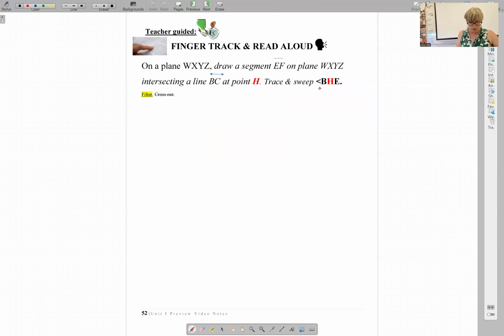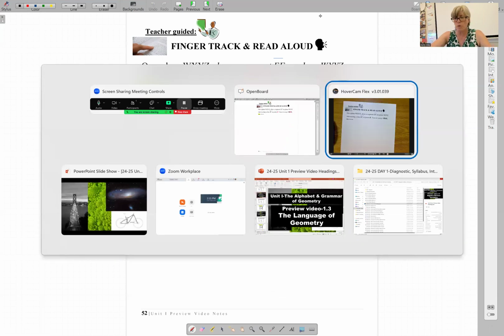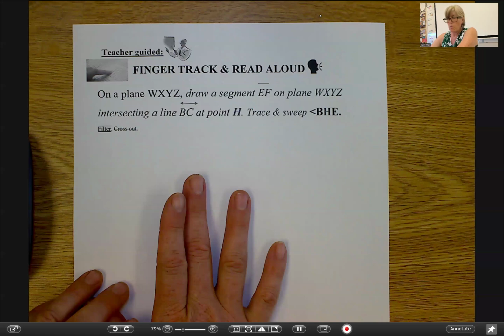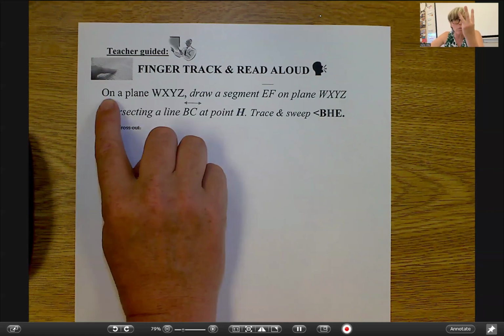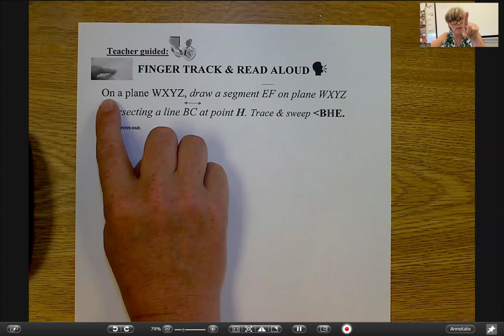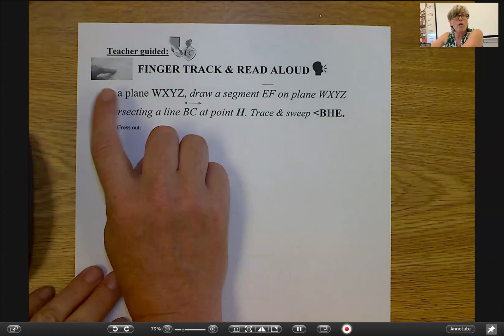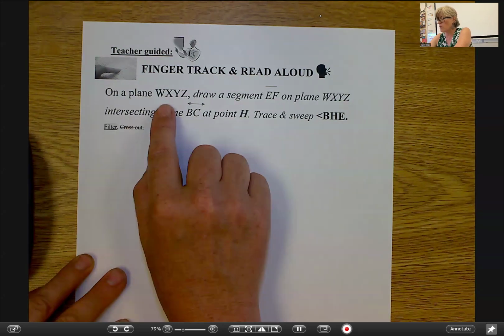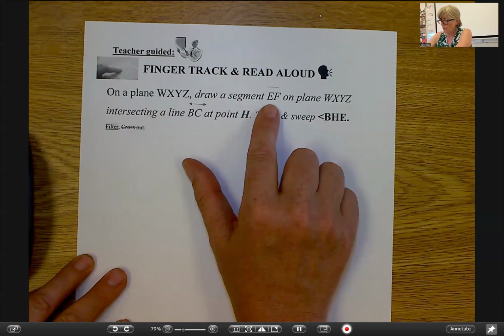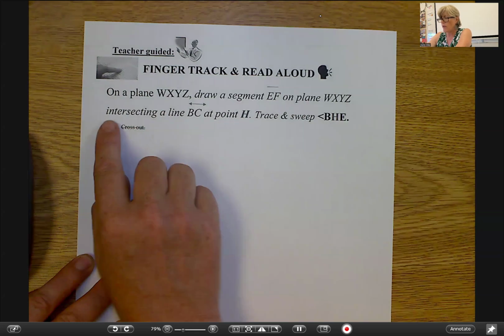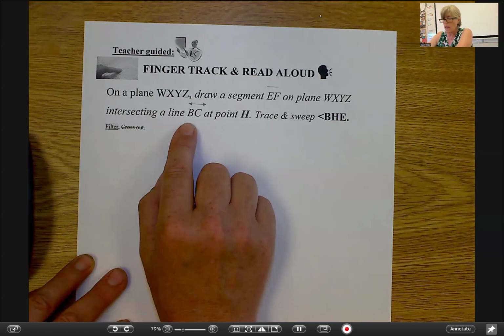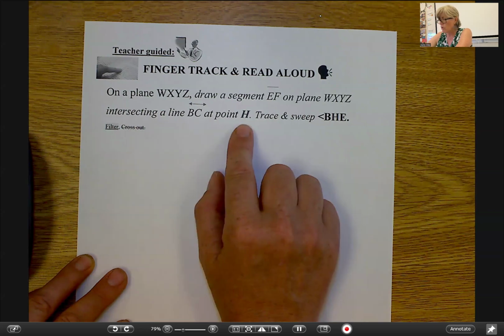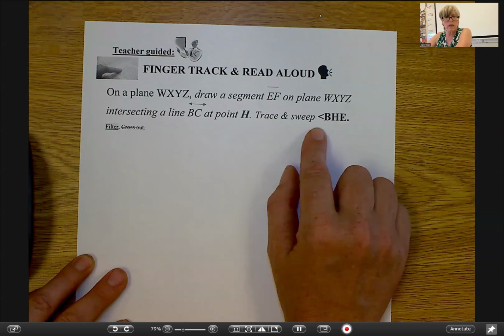We're going to try 2 more problems here. I know this is a longer lesson. You're doing great. Our last 2 here. Do this in real time with you. Ready? Put your finger on the paper. We read with 3 body parts: lips, eyeballs, and finger. Out loud, read. On a plane WXYZ, draw a segment EF on plane WXYZ, intersecting a line BC at point H. Trace and sweep BHE.